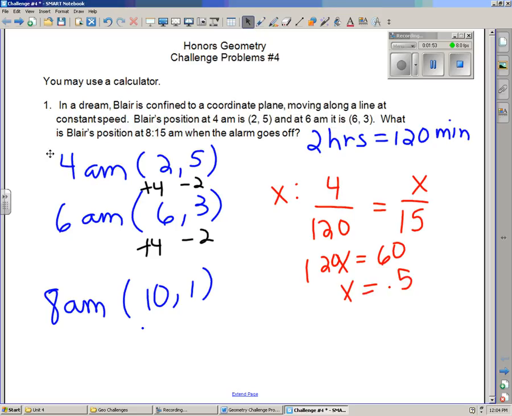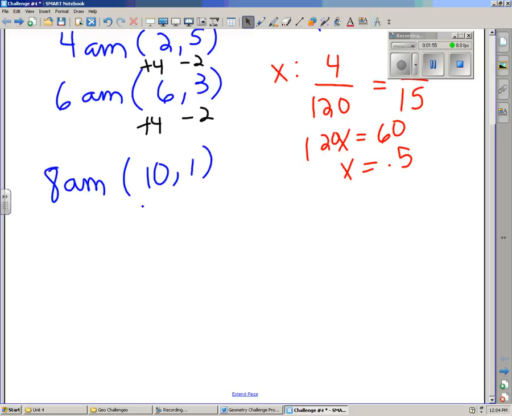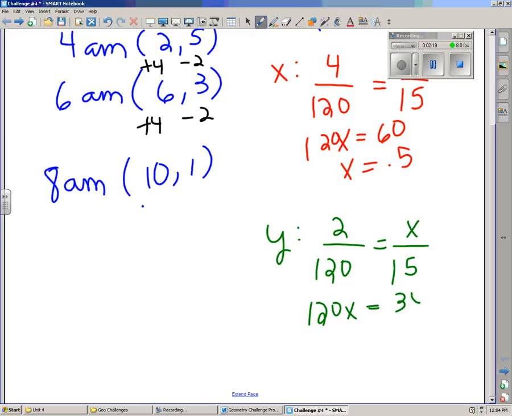Let's go for the y's now. In terms of the y's, he's moving 2 places in every 2 hours. So he's subtracting by 2, but remember, distance moving is always going to be positive. So we've got movement of 2 places in 120 minutes. How much movement will we get in 15 minutes? When you cross multiply here, 120x equals 30. You divide both sides by 120, and x is 0.25.